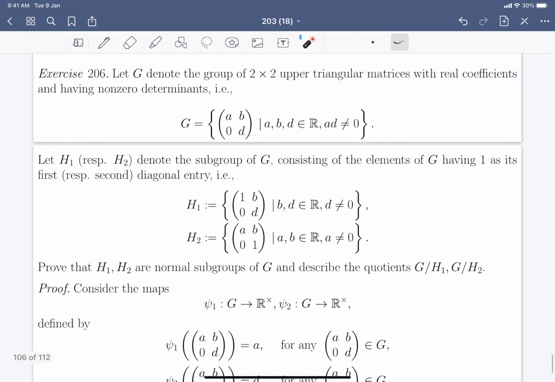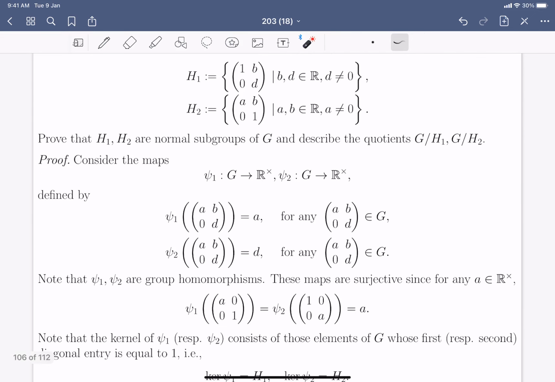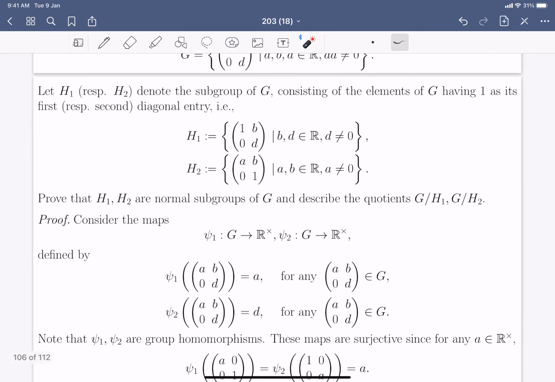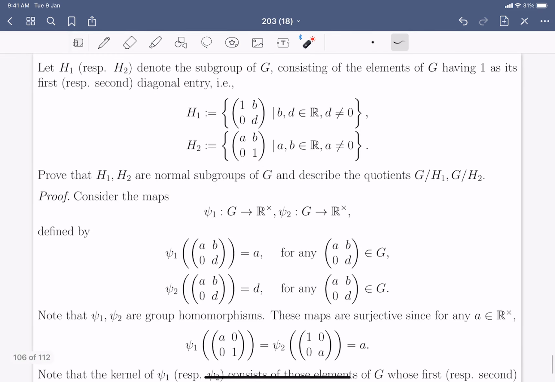As you know, we have been discussing the first isomorphism theorem, so let's try to come up with certain maps from this group G to somewhere. If we could show that H1 is the kernel of some group homomorphism defined on G, then it will immediately follow that H1 is a normal subgroup of G, right? So let's try to do it.